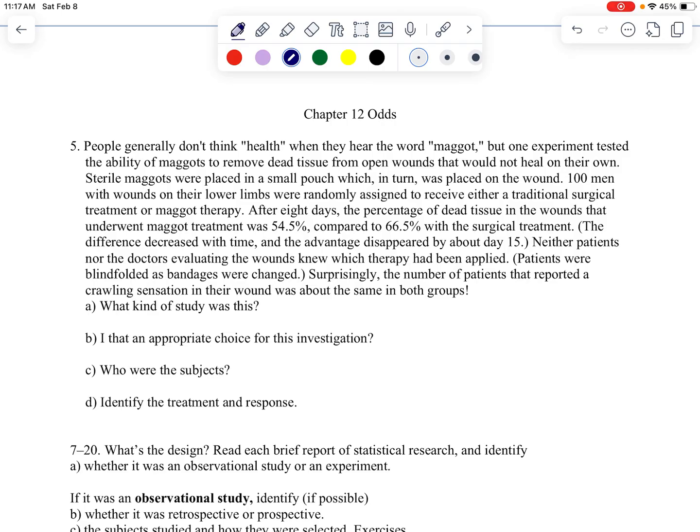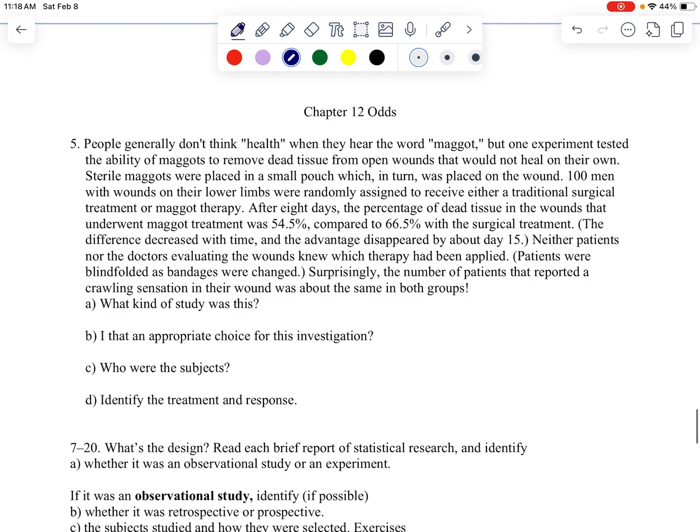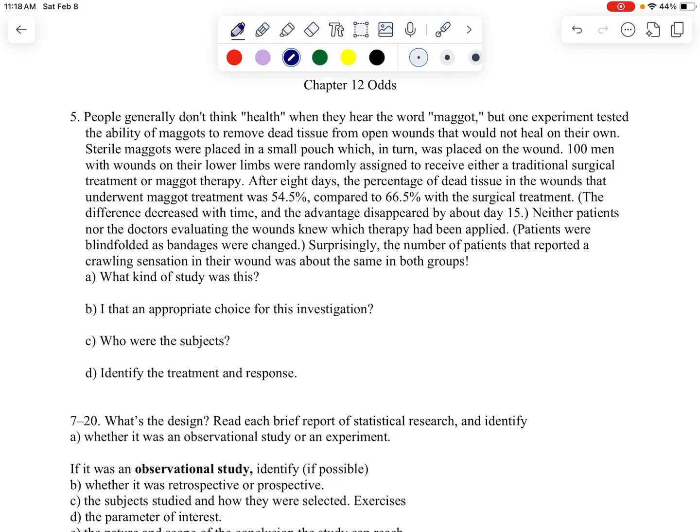So here's our first question, dealing with maggots. One experiment tested the ability of maggots to remove dead tissue from open wounds that would not heal on their own. Sterile maggots were placed in a small pouch, which in turn was placed on the wound. 100 men with wounds on their lower limbs were randomly assigned to receive either traditional surgical treatment or maggot therapy. After 8 days, the percentage of dead tissue in the wounds that underwent maggot treatment was 54.5 compared to 66.5 for the surgical treatment. The difference decreased with time, and the advantage disappears after about day 15.